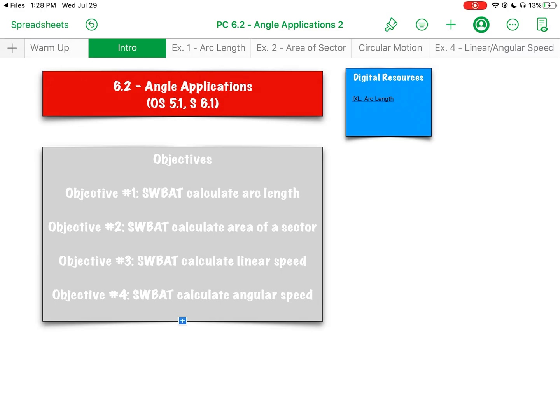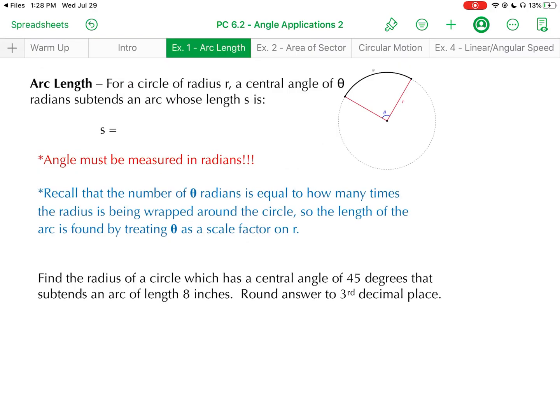What's up, everyone? This is a video for section 6.2, and in this video we're going to be looking at some various angle applications, all right? How to find arc length and area of a sector, as well as calculating linear and angular speed for an object that's in circular motion, okay? So let's start with arc length, all right?